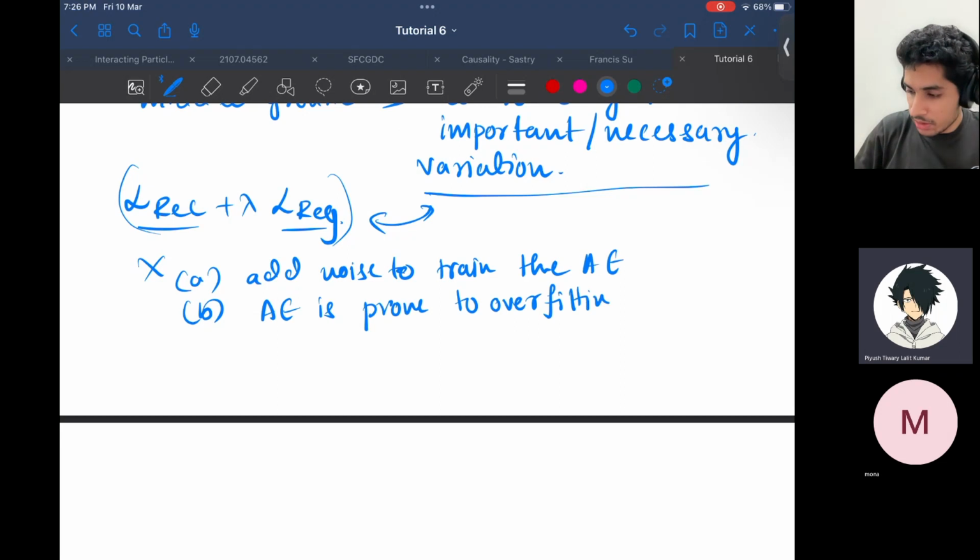Overfitting. Is this true? Well, no, because we are using some regularization, right? So regularization is there to prevent overfitting. So this is also not correct.